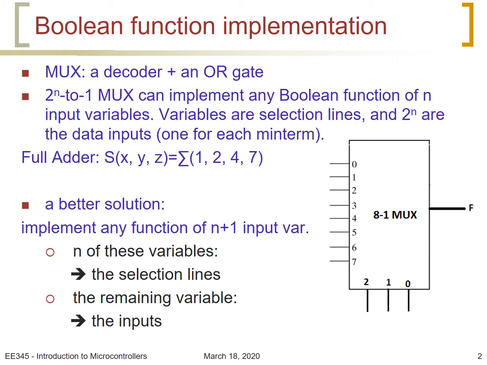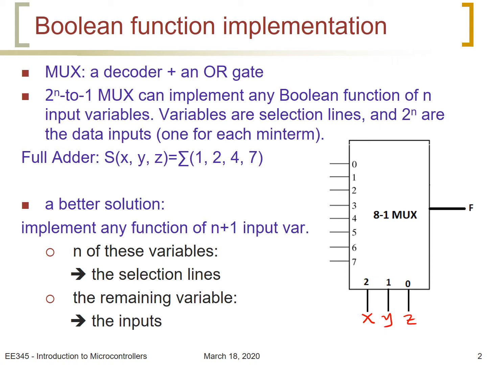We know that the full adder is implemented as follows. The sum function of the full adder is the sigma of the minterms 1, 2, 4, and 7. So, if we assume that the input variables of the adder are x, y, and z, then we can implement the sum function as follows. We can use x as the most significant selection variable, so it comes under input 2 of the selection, and y next, and then z. So these are the input variables that are used for the selection lines.